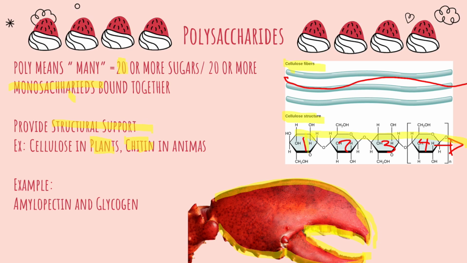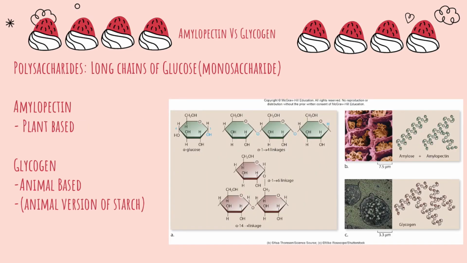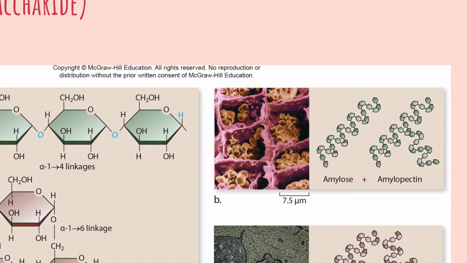So, some examples of this being amylopectin and glycogen. And you may be wondering, what's the difference? Aren't they the same thing? Well, essentially, they are. So, amylopectin is actually only plant-based. It can only be produced in plants, as glycogen is only produced in animals, which is kind of cool. They're the same exact thing, but one of them is just produced in plants, and one of them is just produced in animals.